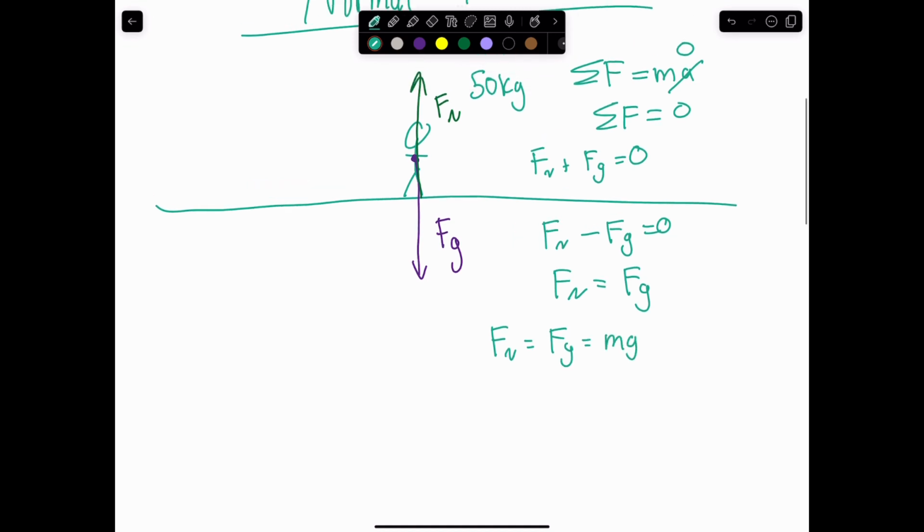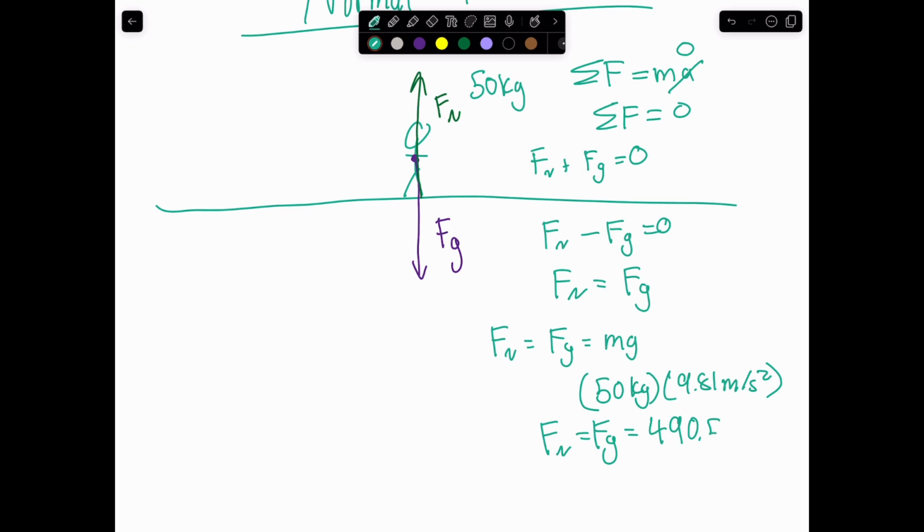And we know the mass is 50 kilograms, and g is 9.81 meters per second squared. If you take out your calculator, you can see that Fn and Fg is 490.5 newtons. So the calculated normal force is 490.5 newtons.